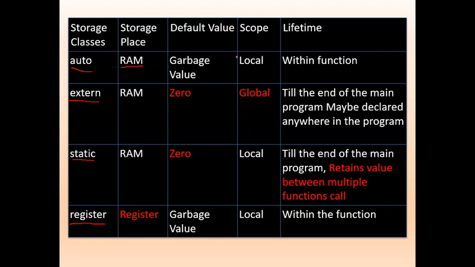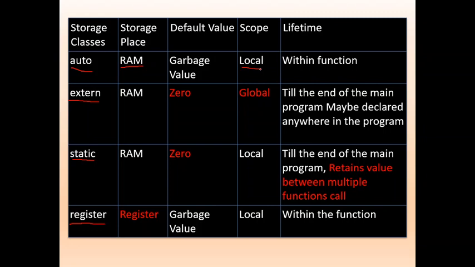The scope is local. Local means within the block or within the function. In whichever block you have declared that variable, only in that block it is available. Lifetime, how much time it resides its value in the memory, you call it within the function.